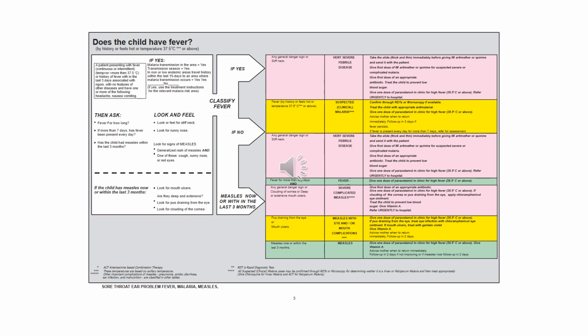Now, if the measles is present now or within the last 3 months, you have to classify it. If there is any danger sign or clouding of the cornea or deep or extensive mouth ulcers, that falls into the pink zone, and this is a very severe complicated case of measles.